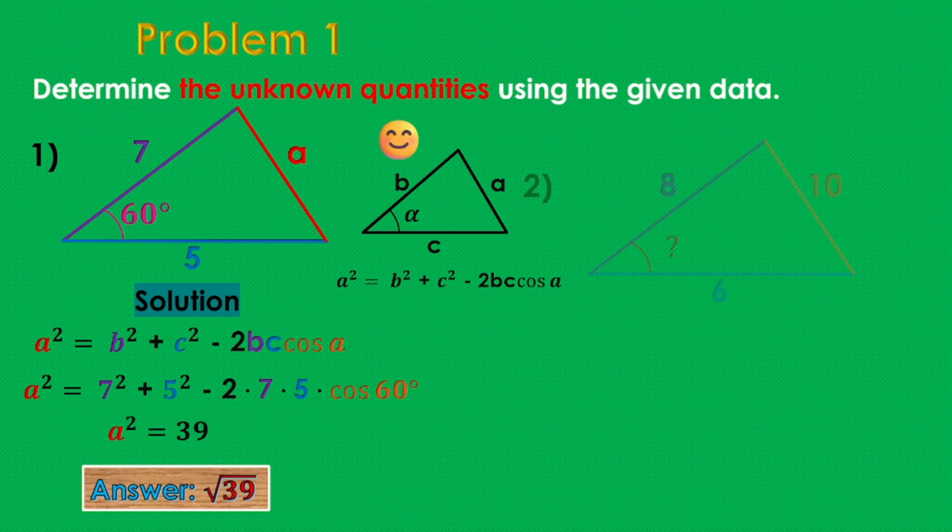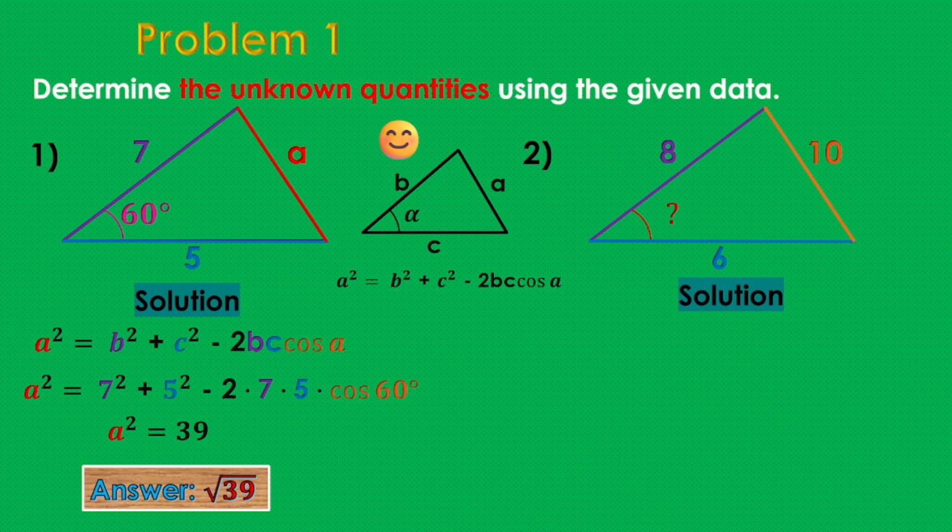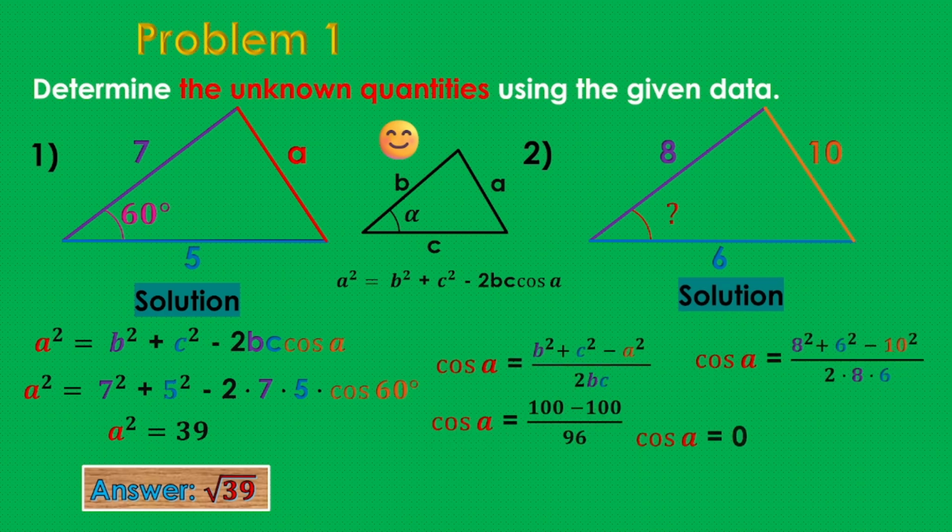Let's look at the second picture, and here we are asked to find the unknown angle. Well, in this problem we use the law of cosines, and after substitution we have that cosine of alpha equals 64 plus 36 minus 100 over 2 times 8 times 6. After calculations we have that cosine of alpha equals 0, and arccosine of 0 gives alpha equals 90 degrees. This will be our answer.